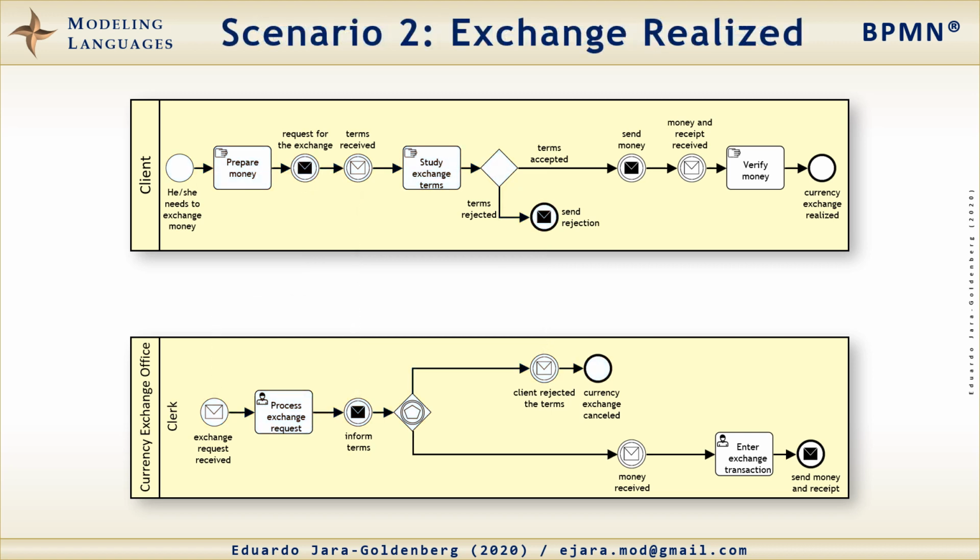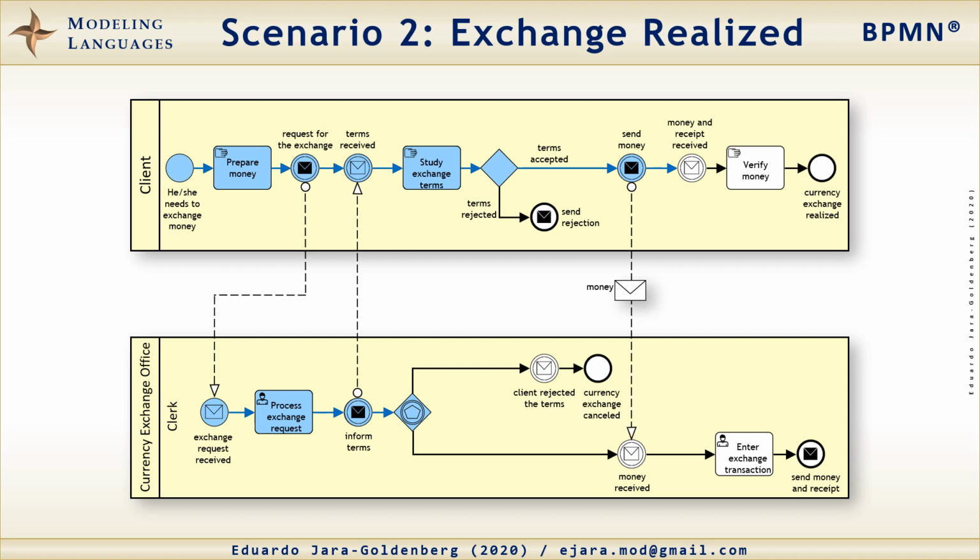In the second scenario, the client accepts the terms. In both scenarios, the first part is the same. If the client decides to accept the terms, he follows the sequence flow with the condition terms accepted, and hands over the money to the clerk. In BPMN, this is expressed by a message associated with the message flow.